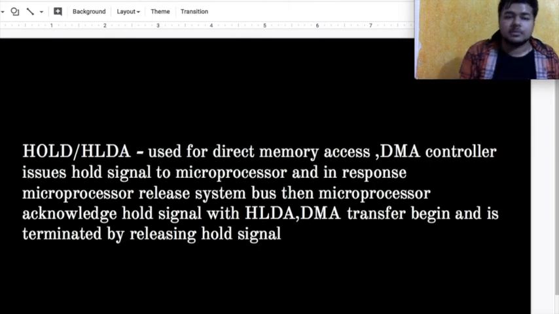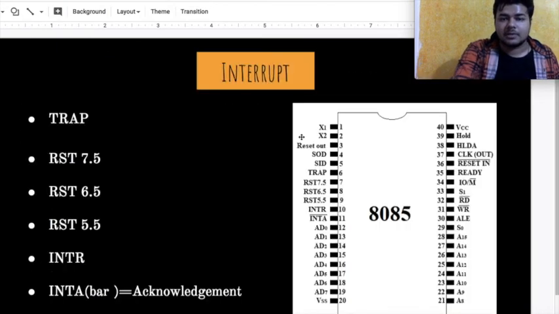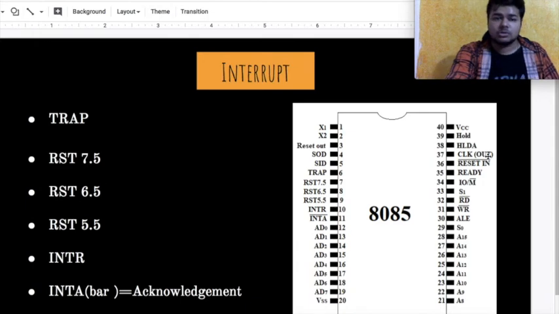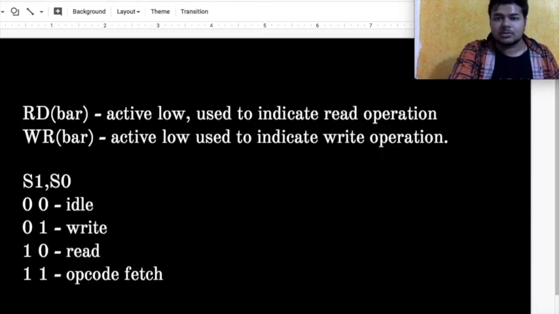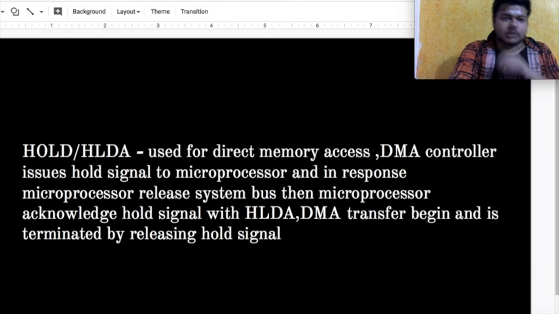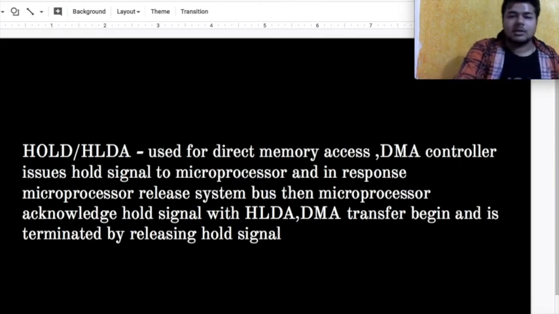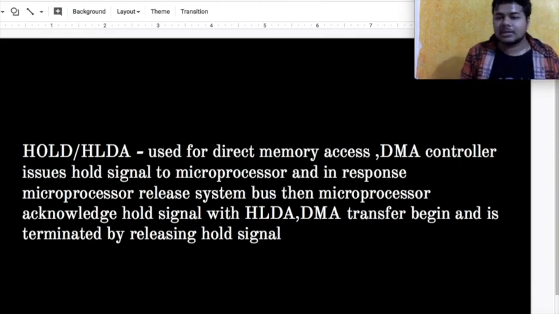Now coming to the last two pins which are left over here, HOLD and HLDA. Clock out is used to synchronize with other peripherals. It is used in the timing and control unit to transfer clock pulses to everything. Now coming to the HOLD and HLDA, they are used for direct memory access. Actually, sometimes an external device has to directly access the memory.